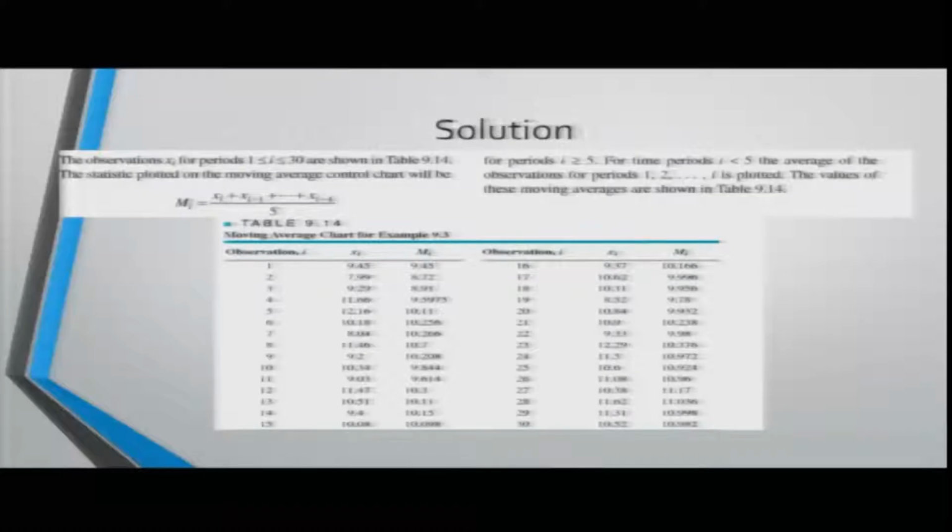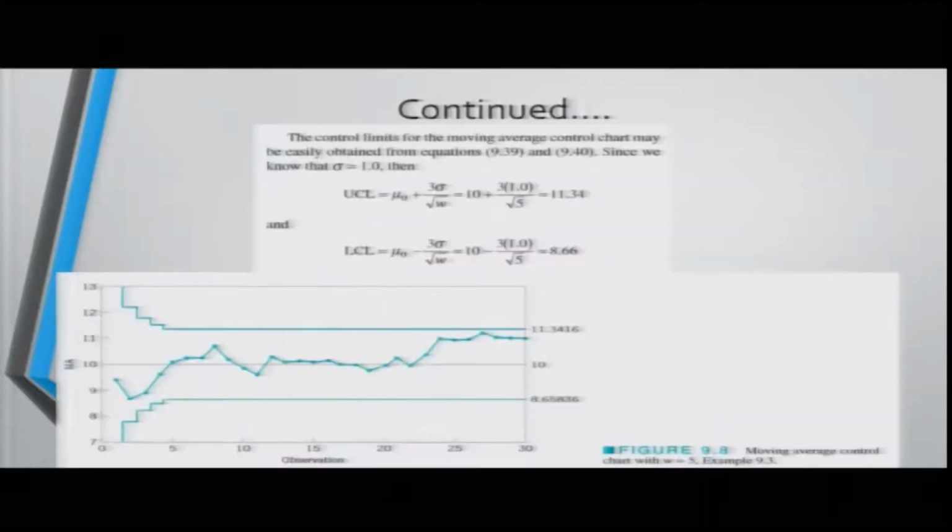For the time periods of i less than 5, the average of observations for the time period 1 to i is plotted, and the values of these moving averages are shown in Table 9.14. Once you find the upper and lower control limits, considering the mean value as 10, the upper control comes out to be 11.34 and the lower control comes out to be 8.66, which means that you are slowly giving the weights in such a way that they asymptotically become a straight line parallel to the central line, as we did for the exponential moving average.